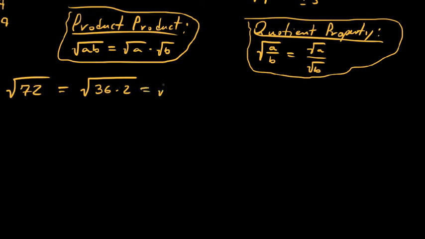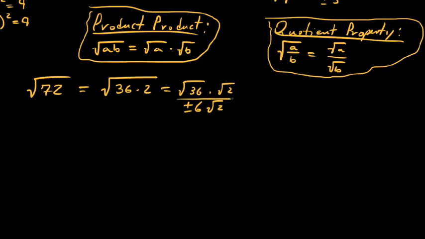So we could rewrite this as the square root of 36 times the square root of 2. The square root of 36 is plus or minus 6, and then we just leave the radical 2 because there are no perfect squares that divide evenly into 2. This would be referred to as the simplest form of the radical 72 we started with. That's kind of a long way of writing it out. This is example A.